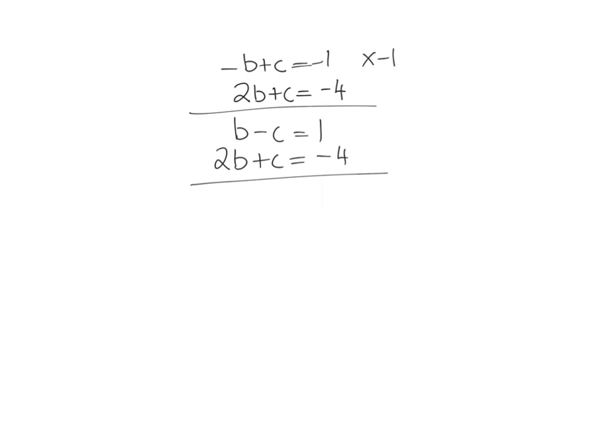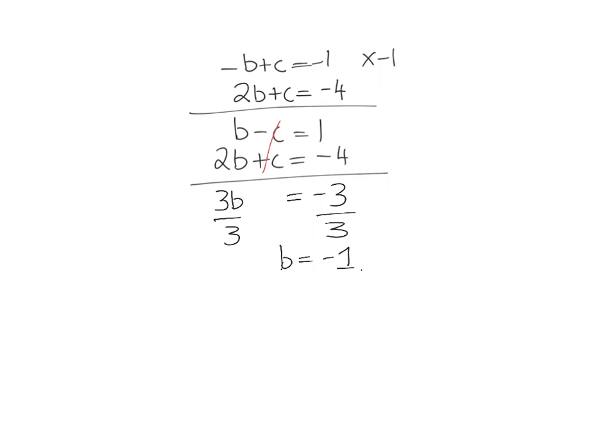So we have b plus 2b. That's going to give us 3b. We have minus c plus c, which will give us 0c, so I'm not going to write that in. And then we have 1 minus 4, which is going to give us minus 3. Now, we know 3b then is minus 3. So if I divide both sides by 3, that would give me that b is equal to minus 1.